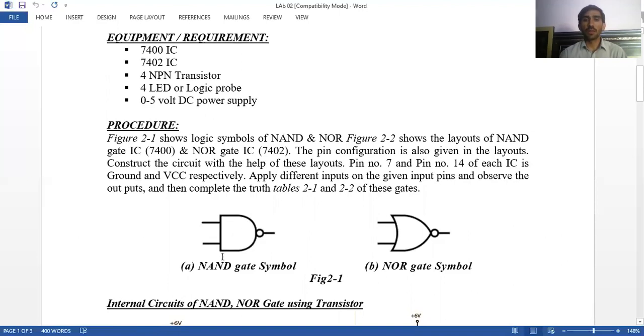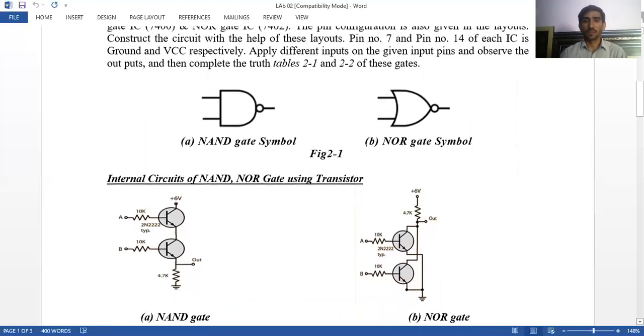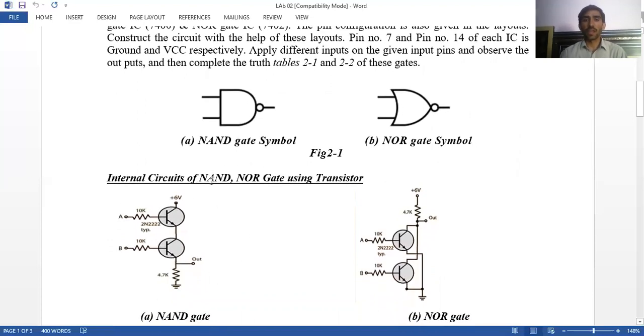This one is the symbol of the NAND gate and this one is the symbol of the NOR gate. This one is the internal circuit of the NAND gate and NOR gate. This one is the internal symbol of the NAND gate using the transistor and this one is the internal symbol of the NOR gate using the transistor.